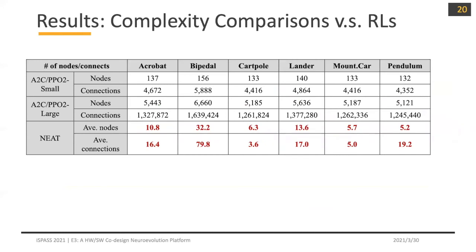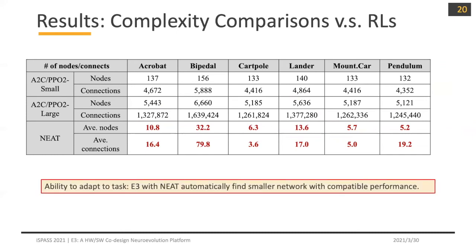And for all those configurations, we look at their network complexity. We look at the number of nodes in the network and the number of connections. And you can see that NEAT automatically finds a smaller network with comparable performance.